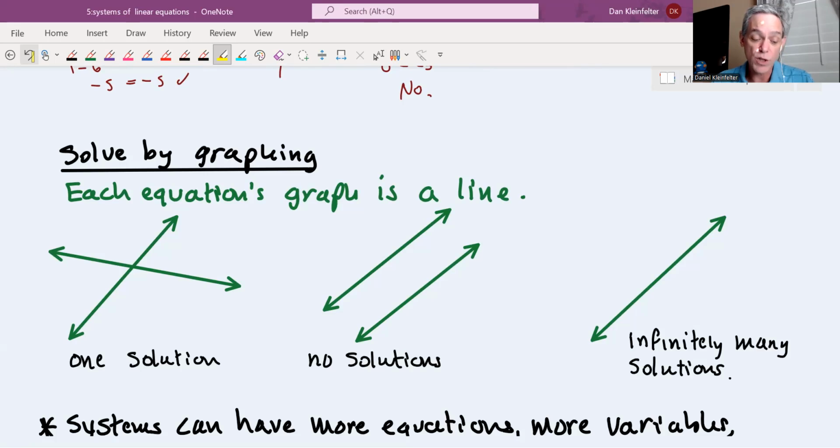If so, there's just one solution. It may be that the two lines don't intersect at all, in which case there's no solution. Or it could be that the two lines, their graphs would lie exactly on top of each other, in which case there are infinitely many solutions. So there's three different possibilities: one solution, no solutions, or infinitely many solutions. You'll never have exactly two solutions for this. It's either one, none, or many.